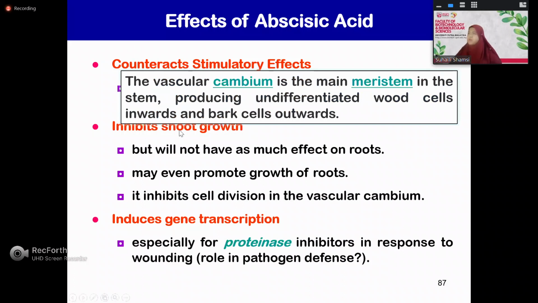So this one here is what vascular cambium is all about. It's the main meristem in the stem, producing undifferentiated root cells inward and bark cells outwards.